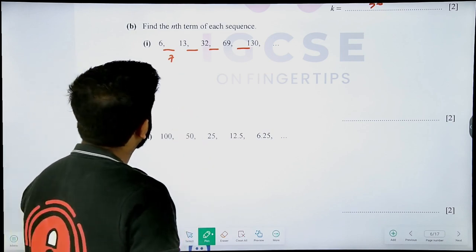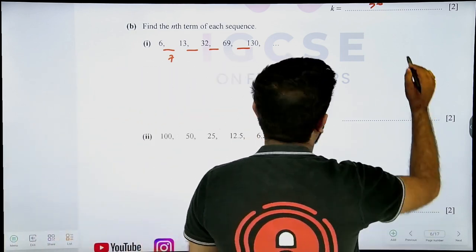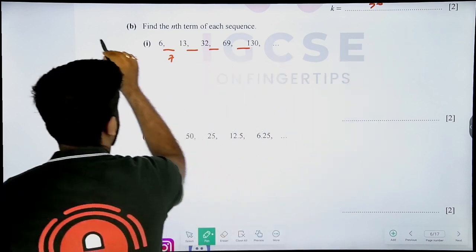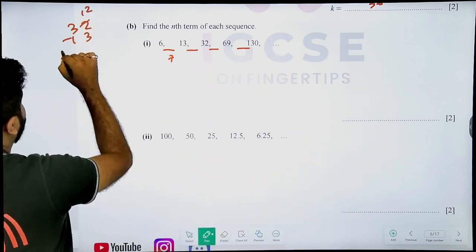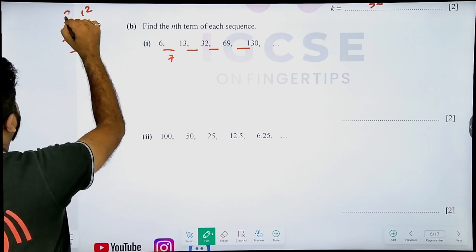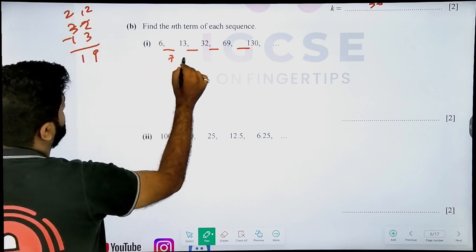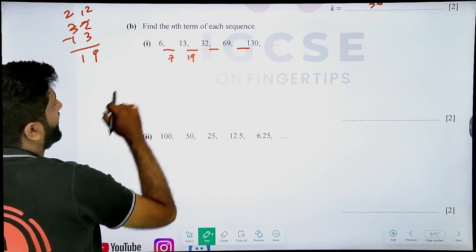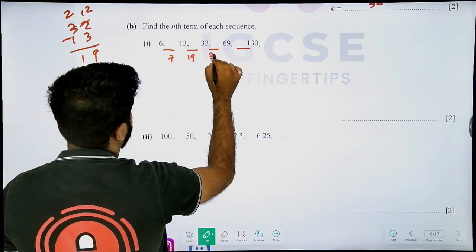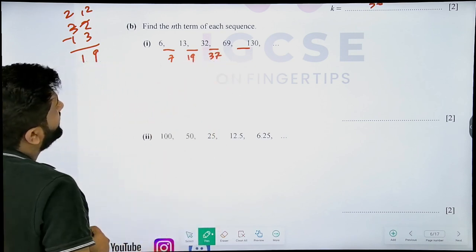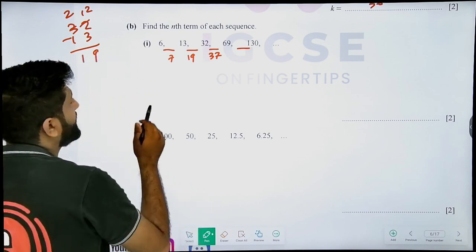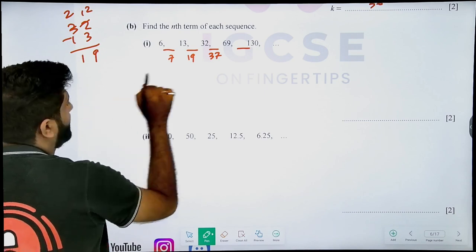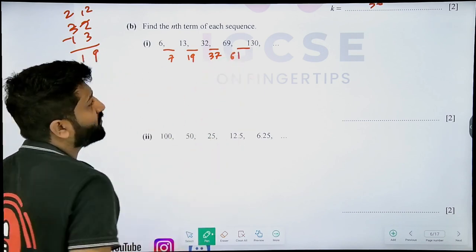The difference of the next is 32 minus 13, which is 19. Again, the difference of the next is 37, and the difference of the next seems to be 61.